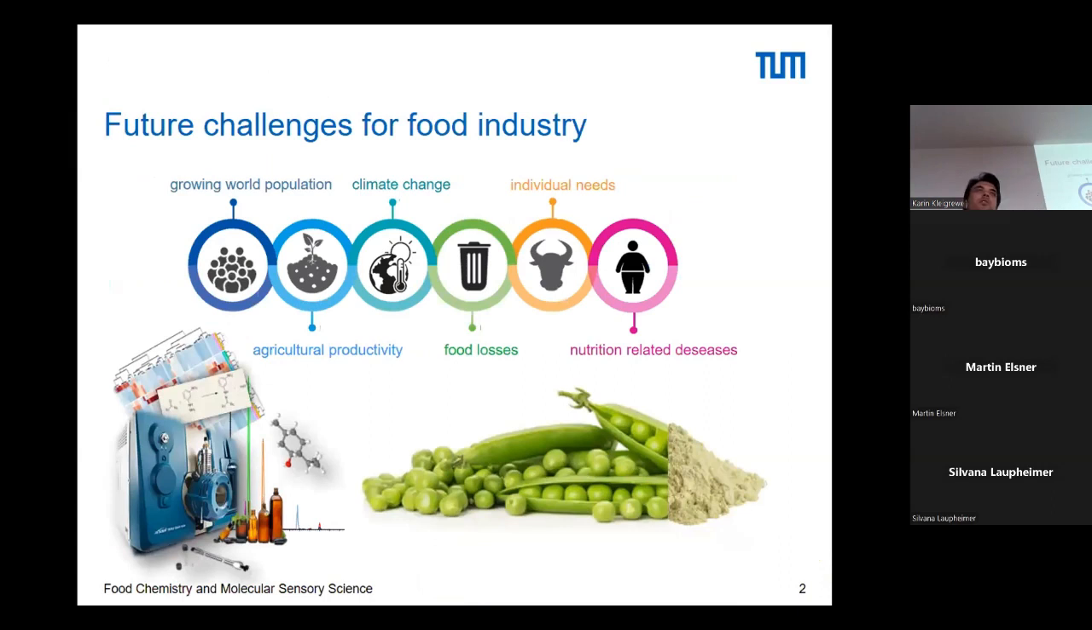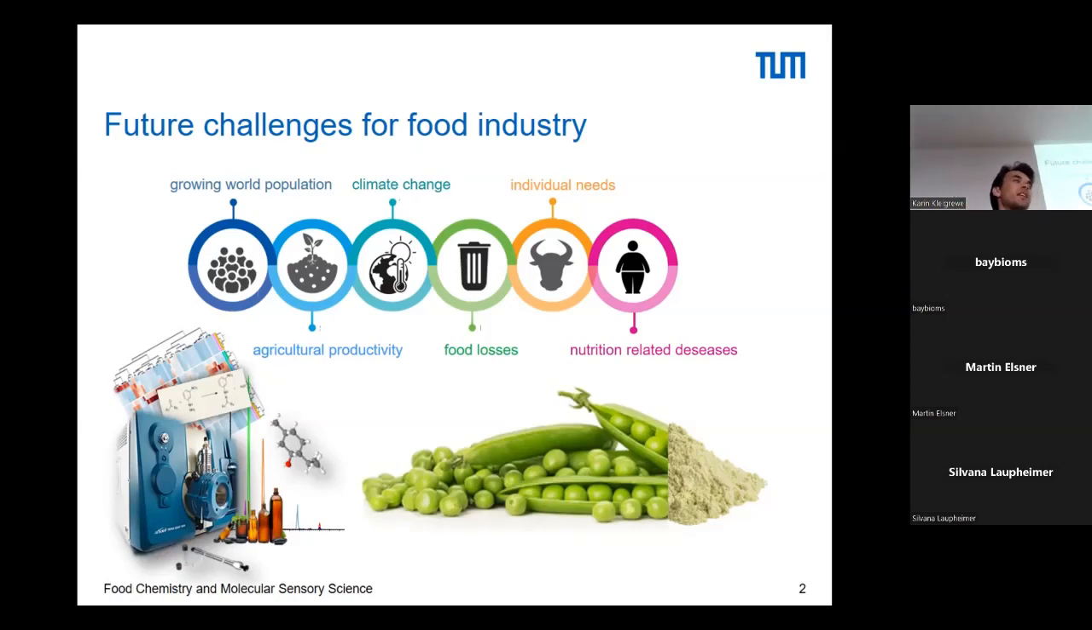So first of all, I want to start with some introductory words. I think all of you know that we are really facing a lot of different challenges within the next years. So with a growing world population, there are predictions that till 2050 we will be 10 billion people on this earth. Moreover, there is for sure the climate change.